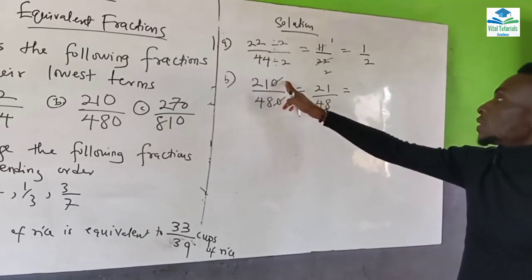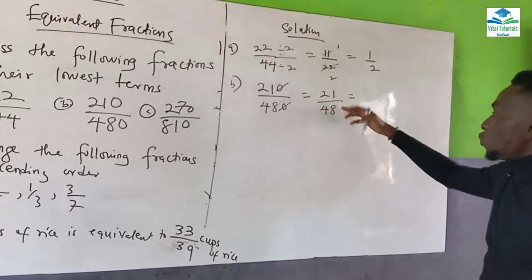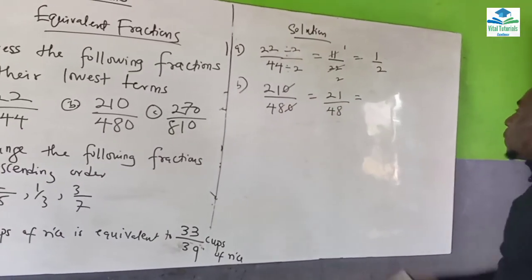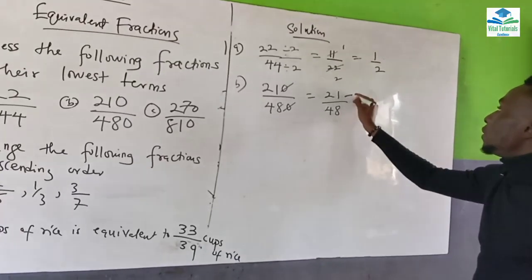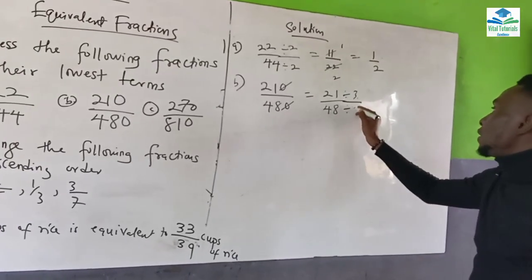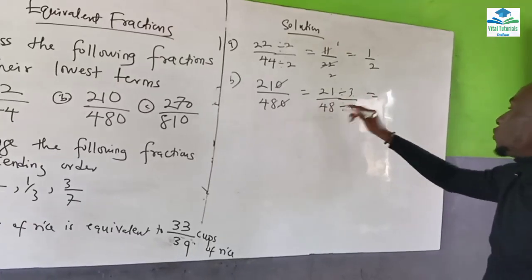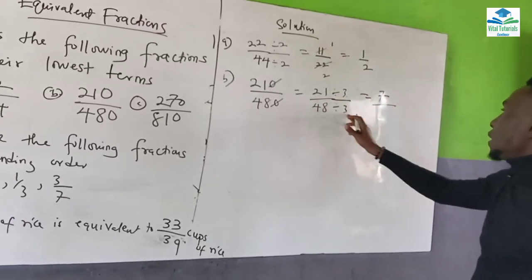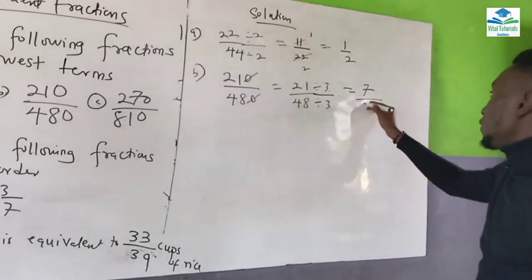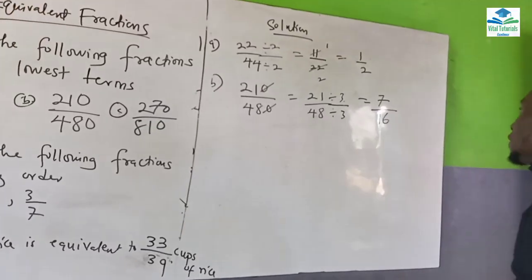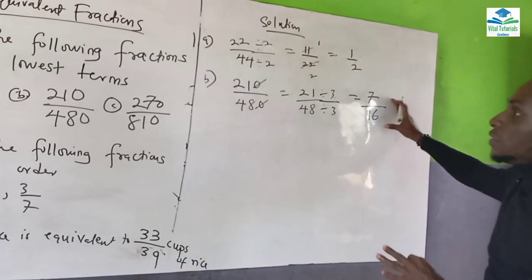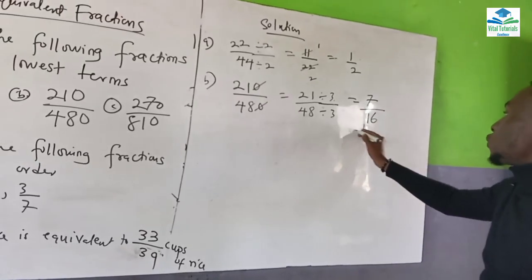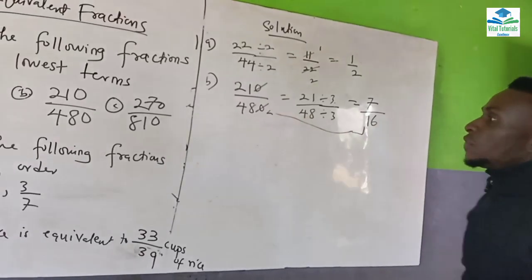Alright, now, having cancelled out these two zeros, you have 21 over 48. Now look for a number that can divide both up and down. I think that number should be 3. 3 can divide here and 3 divide here. If 3 divides 21, you have 7. And 3 divides 48, you have 16. 7 over 16, I think that's the lowest you can go. Therefore, this is the lowest term. And this lowest term is also equivalent to this fraction here.